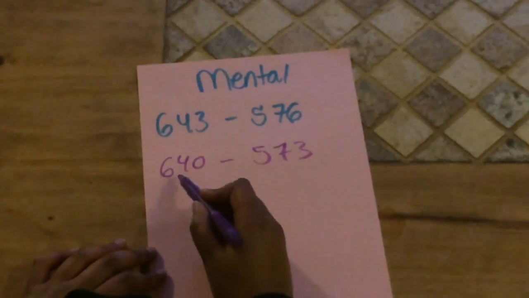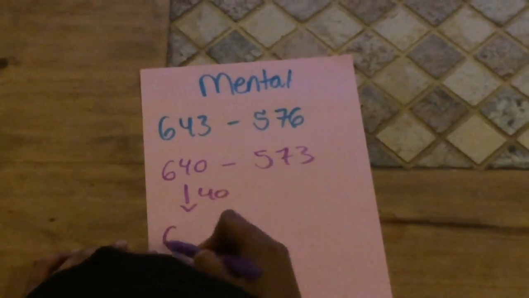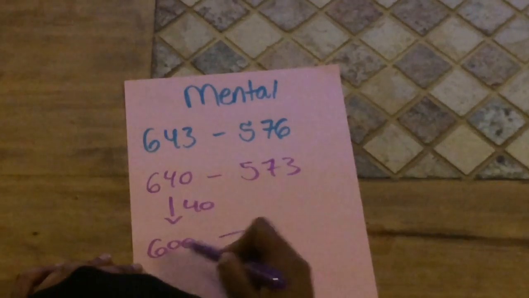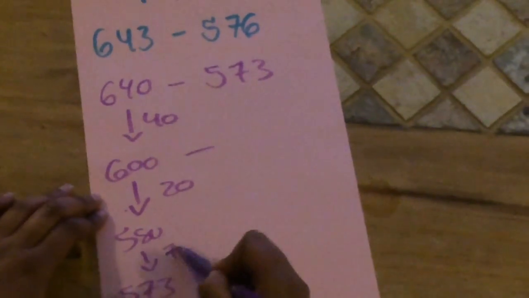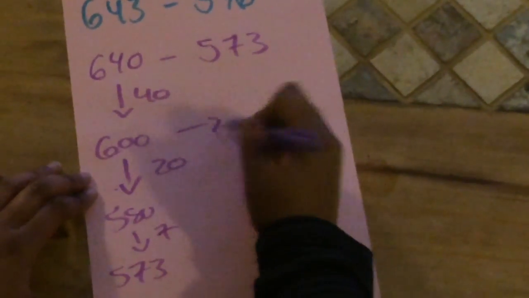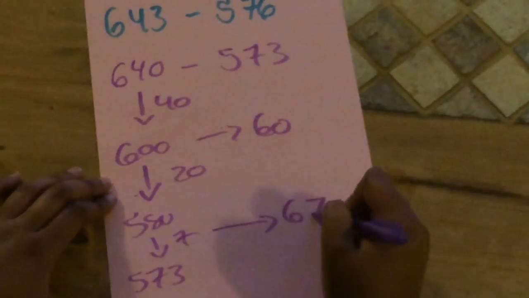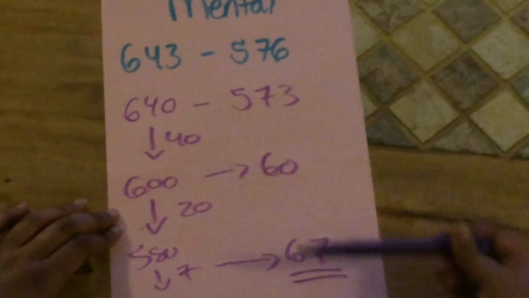640 minus 40 is 600. I would keep that in my head. And 600 down to 580 is 20, and from 580 to 573 is 7. So 20 plus 40 is 60, plus 7 is 67. I'd be able to do this all mentally in my head.